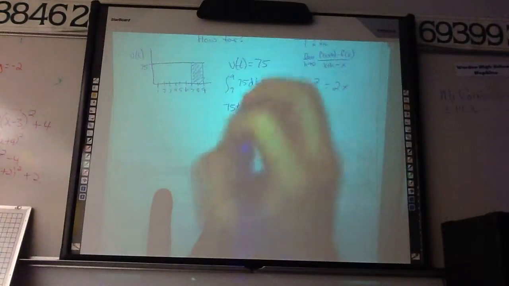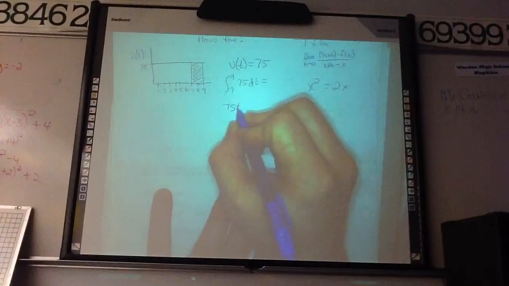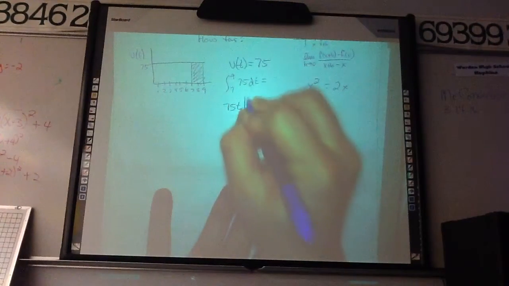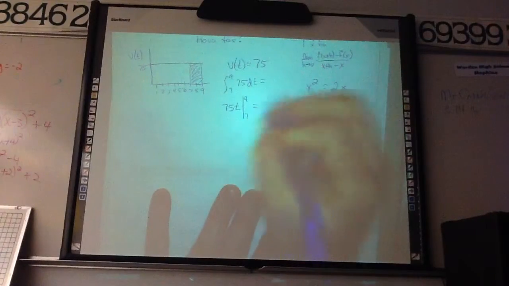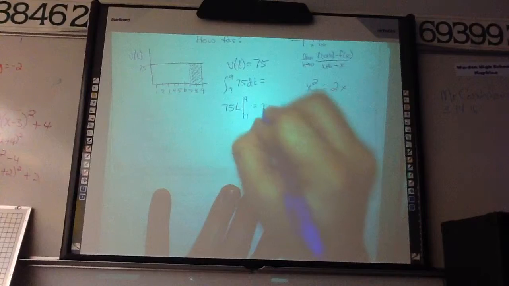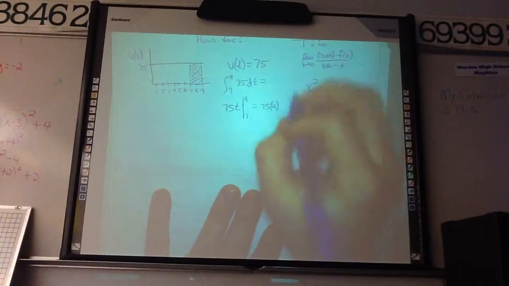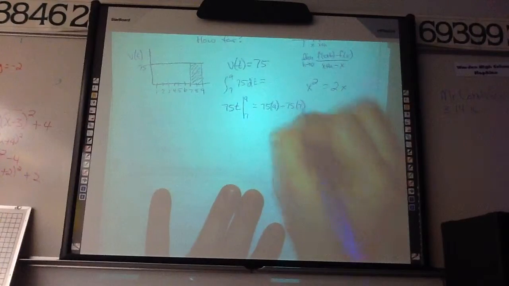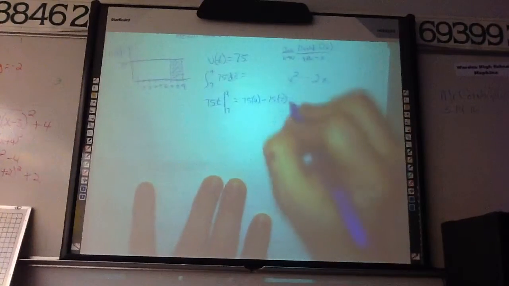So what you do then, you do the antiderivative, and then you put a little line right here, and then you put your limits right here. And what this means is, I'm going to plug in 9 for t, and I'm going to subtract, plugging in 7 for t. And that will give me my answer.